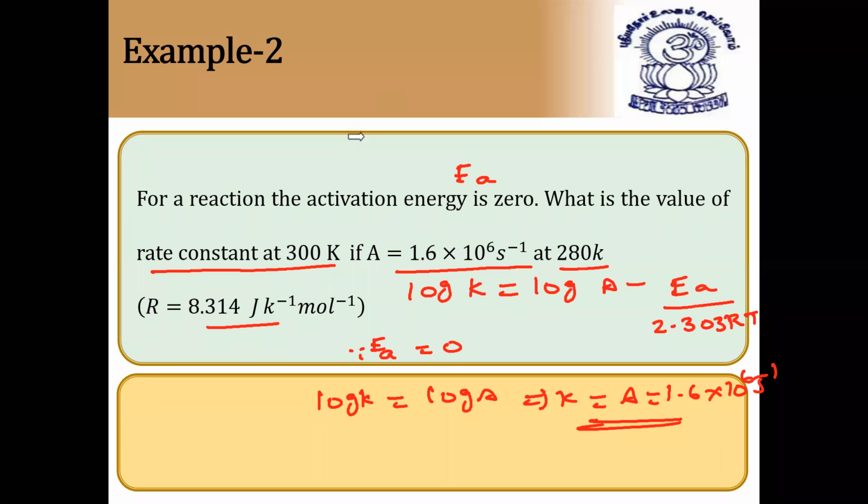So let us see the answer now. Yes, since EA is equal to 0, K is equal to A, that is the answer. So this formula you have to use for finding the answer. Since here the energy of activation is given as 0, and 0 by anything is also 0, log K is equal to log A. So K is equal to A. I hope it is clear now.